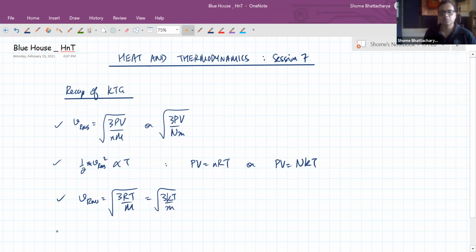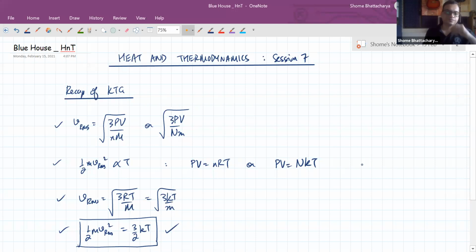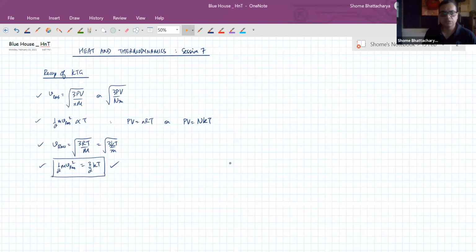And by resubstituting that, we got that the average translational kinetic energy of a gas molecule is 3 by 2 kT. So this was the last equation that we derived, and this was an important one. We'll continue with a couple of concepts from here today, and from there on we'll be able to move on to the application of first law of thermodynamics. So hope these equations are all clear to you.